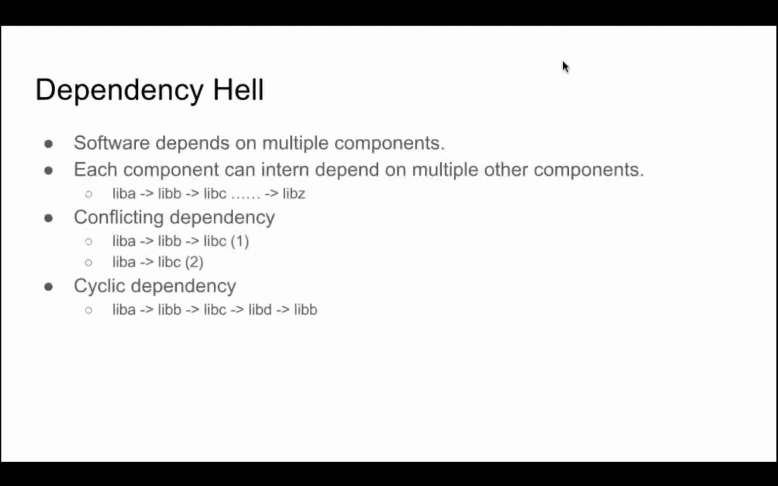Then there is cyclic dependency. Lib A depends on B, depends on C, depends on D, which in turn depends on B. So there's a cycle, and this cyclic dependency is a mathematical concept. I have not mentioned versions, but that can be broken down. If the dependency manager software is smart enough, then it can handle these complexities.